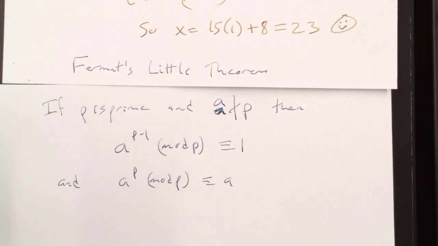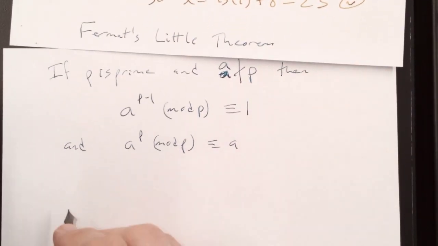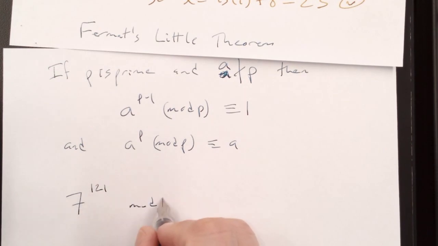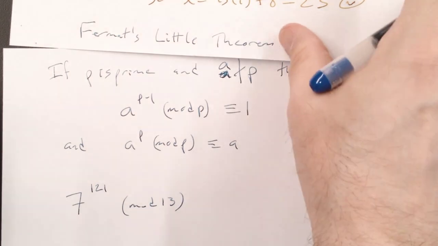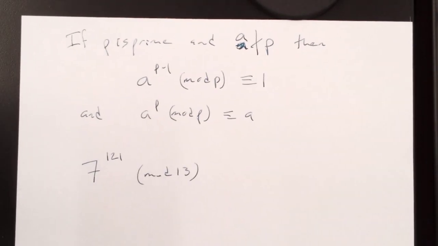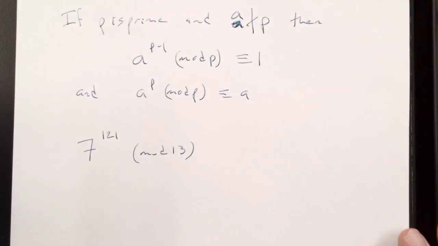How is this going to help me? Remember, for our modular exponents, we were taking very, very large powers. I would like you to compute 7 raised to the 121st power mod 13. You are not permitted to use your calculator for this problem. We're going to be here never, are we?